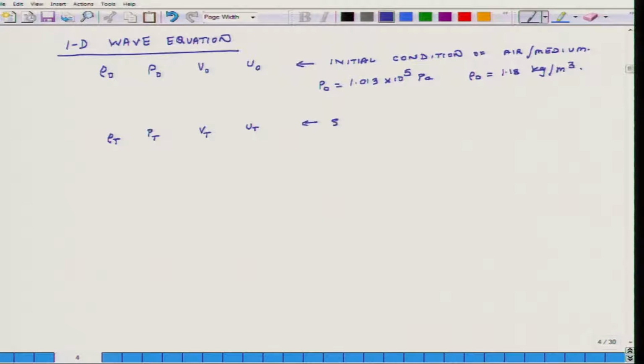These are parameters which define the state of the medium, and specifically it could be air, at time t after generation of sound.